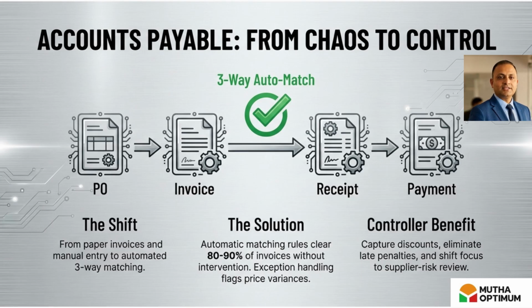In many of your companies today, AP still looks like paper invoices, Excel trackers, manual matching to POs, manual approval routing, and then manual entry into the ERP. Just in Infor LN, you can match PO, invoice, and receipt in one workflow, use automatic matching rules to clear 80 to 90% of invoices without manual intervention, flag exceptions like price variance or over delivery, and route them to the right buyer.